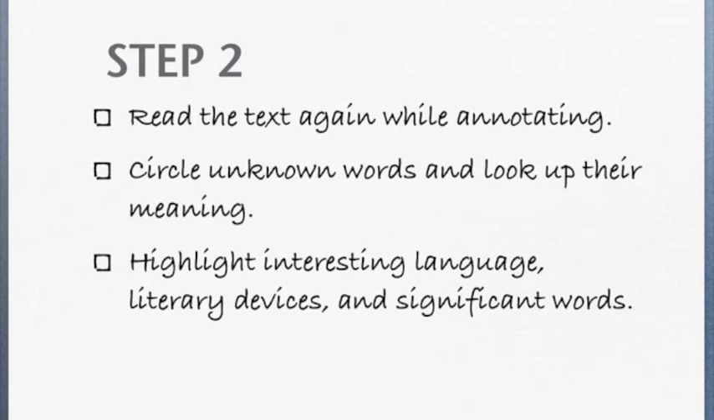So now we can read the text and begin annotating, and we can check off, circle unknown words and look at their meanings. So now we're going to highlight interesting language, literary devices, and significant words. So what do these things mean? Interesting language, anything that pops out at you as interesting. Literary devices, things like metaphors, symbols, similes, things like that the author uses. Fancy language. And finally, significant words. Words that are maybe repeated more than once, capitalized, italicized.